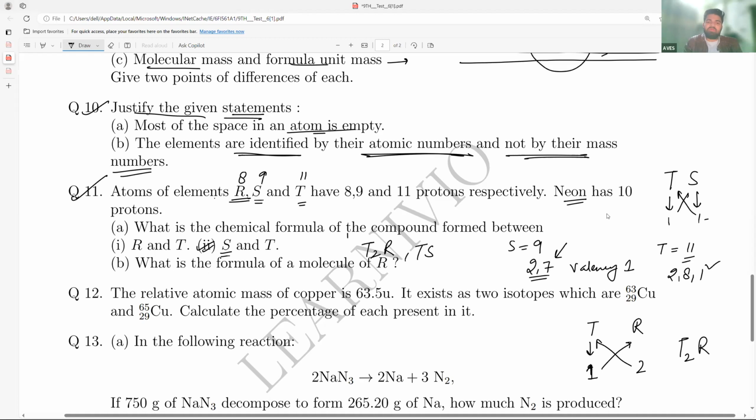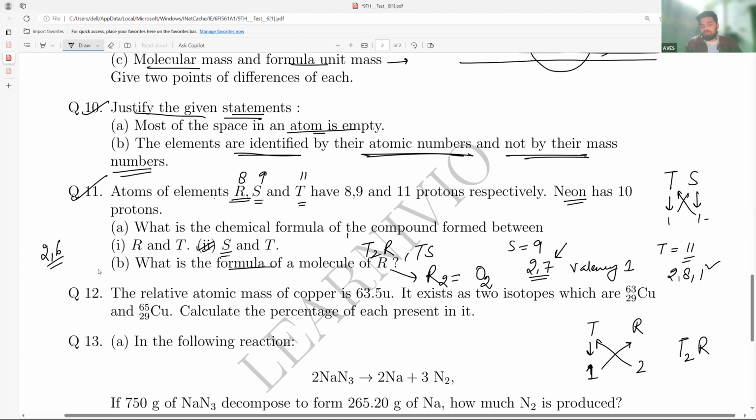And what is the molecular formula of R? R is atomic number 8. What is the formula of its molecule? You know that R is actually 2, 6, atomic number 8, so it is oxygen. We can directly say that it will be R2. What is the formula of the molecule of R? You can write it R2, or O2.